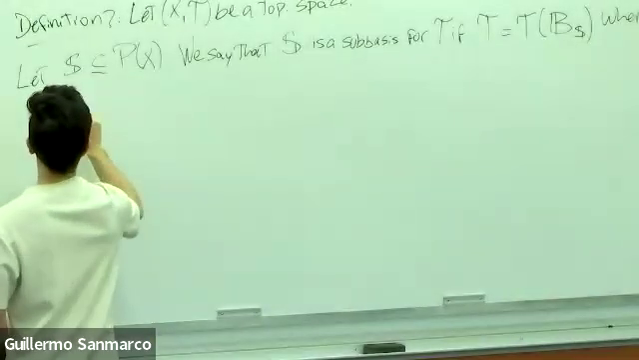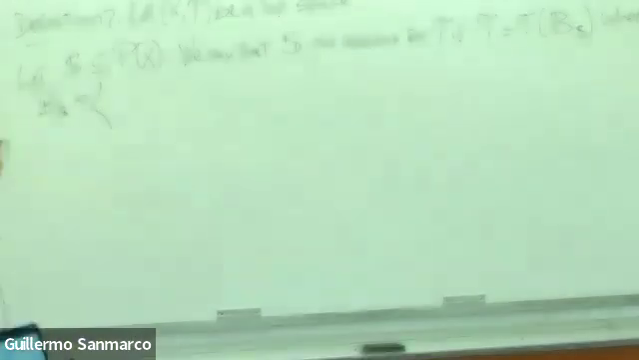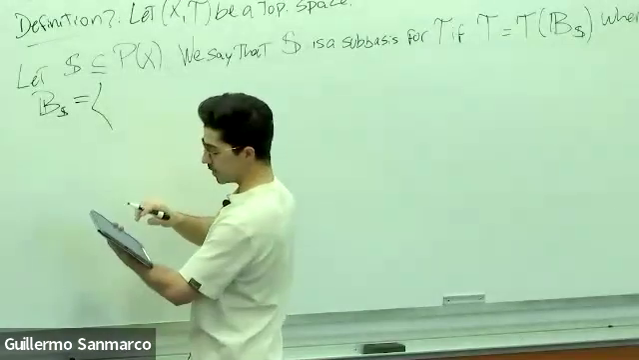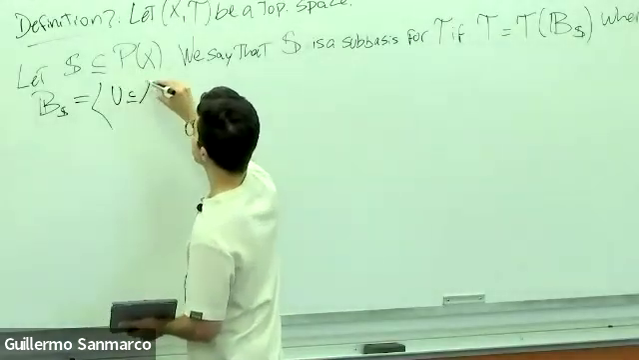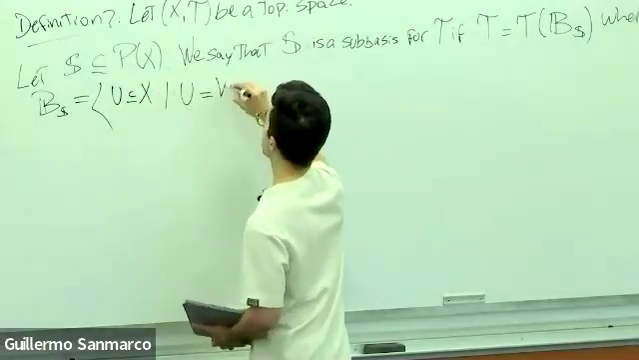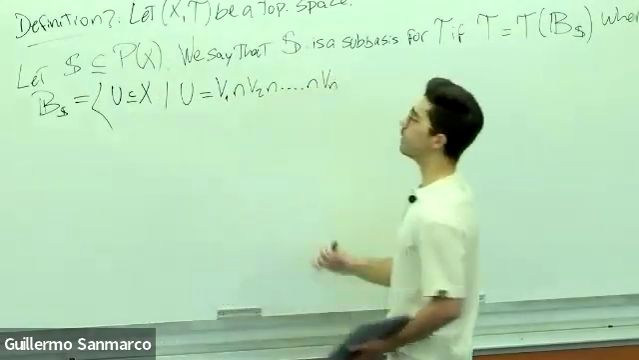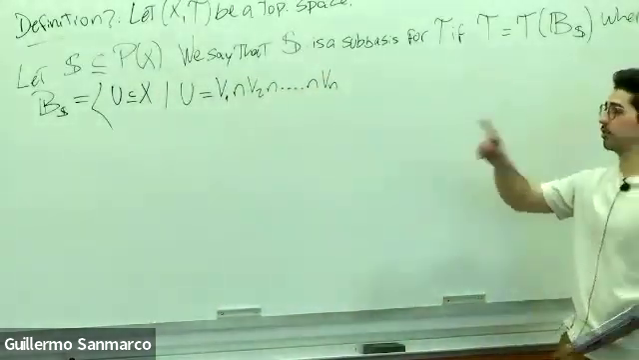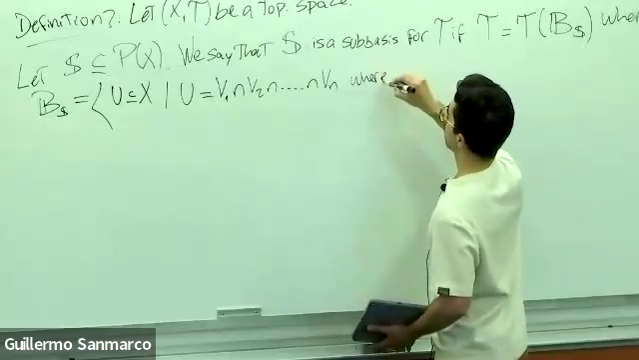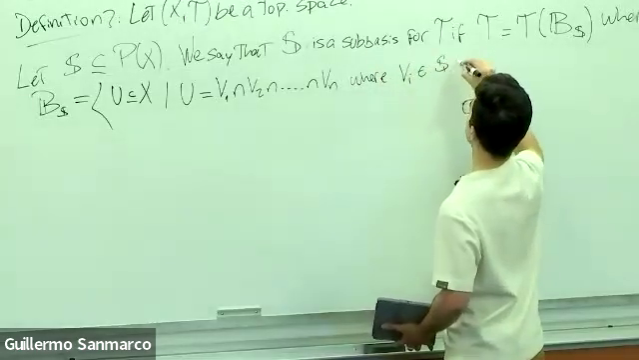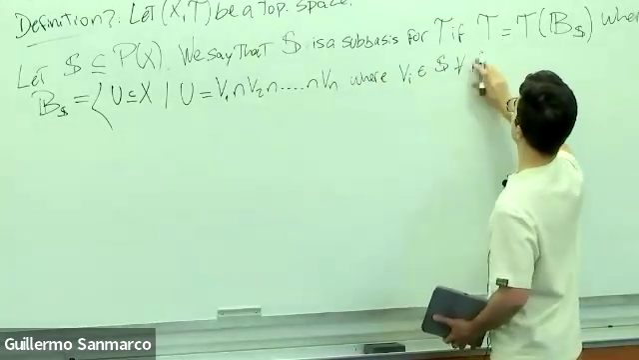And I need to tell you what B of S is. B of S is going to be, I need to make it look very simple, just subsets of X such that that subset is V1 intersect V2 intersect ... intersect Vn. So a finite intersection of things in S, where Vi is in S for all i.